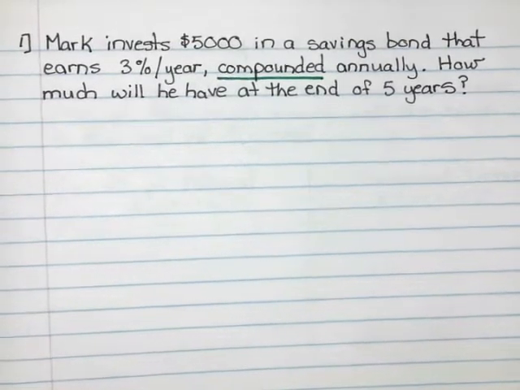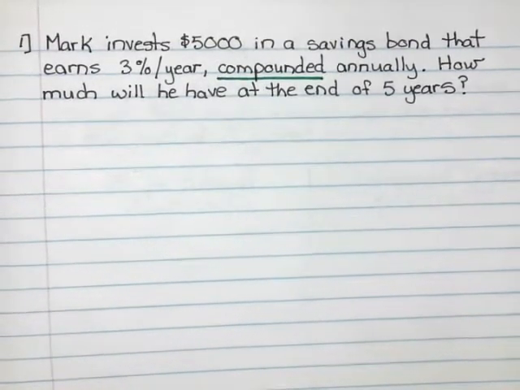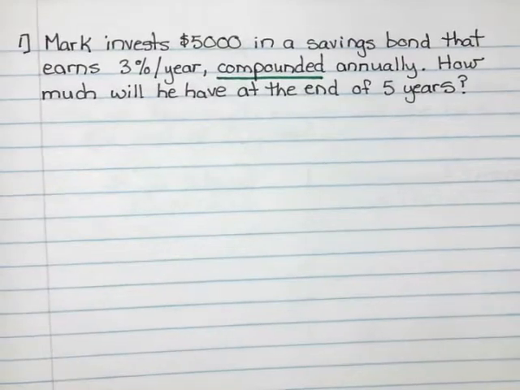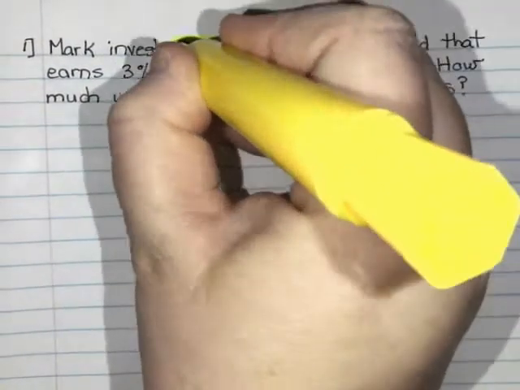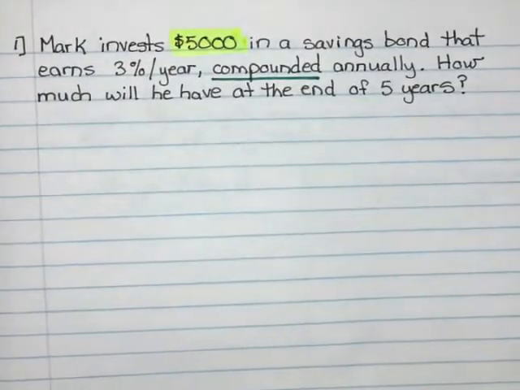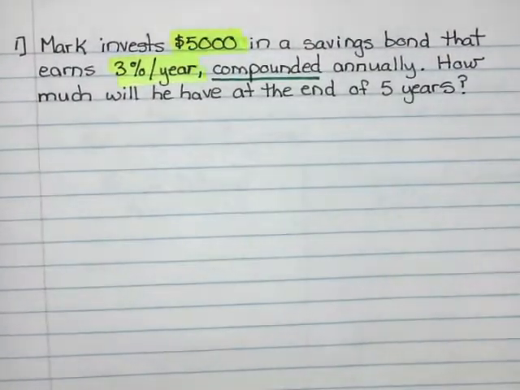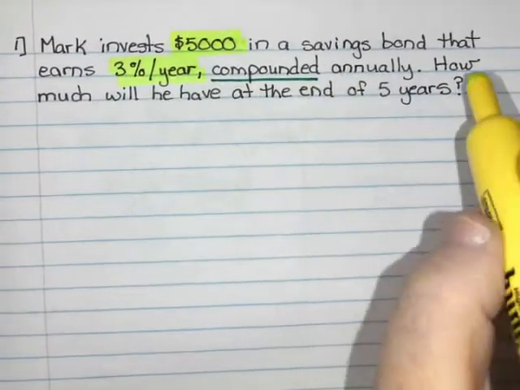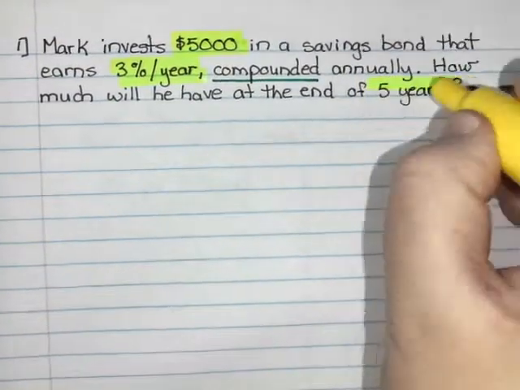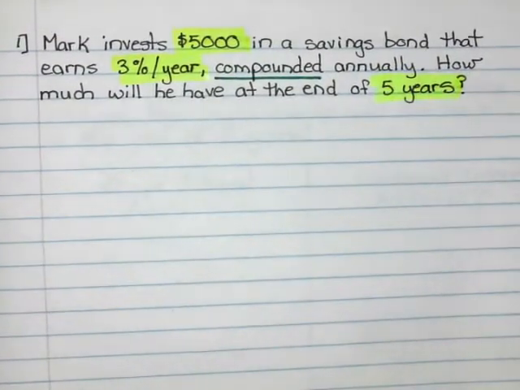So I am going to go through and highlight any words or numbers that seem important. So there is $5,000 to start. He's getting 3% per year, and it is being compounded. That's important. And we want to know how much will he have at the end of 5 years.